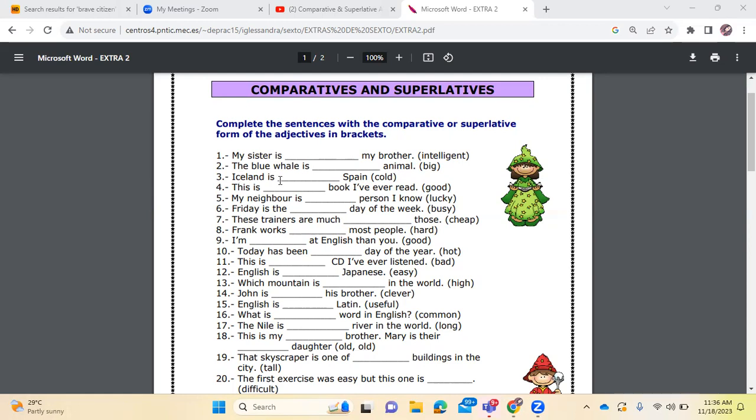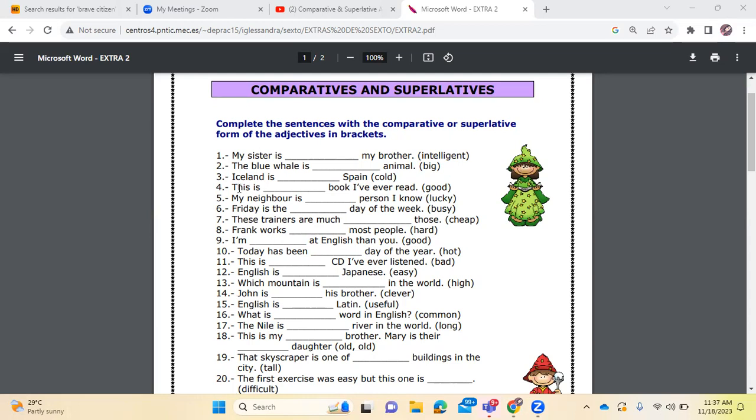Iceland is blank Spain. So there are two, Iceland and Spain. That means it's a comparison. Iceland is colder than Spain.